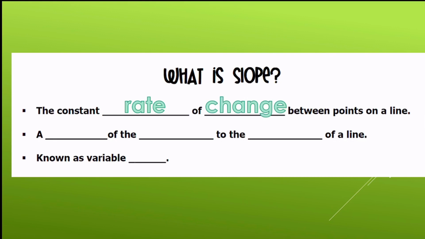We write our slope as a ratio. A ratio is a fraction, and it's a ratio of the rise to the run. Remember how we write a ratio? Rise to run, meaning rise will go on top, run will go on the bottom. And we use the variable m to represent slope.